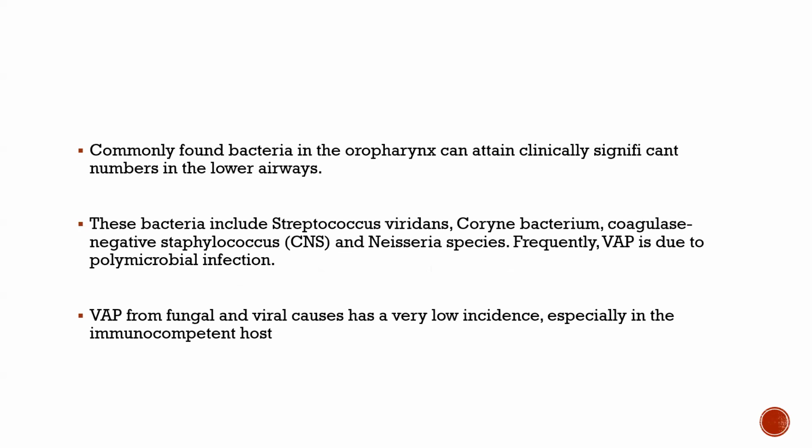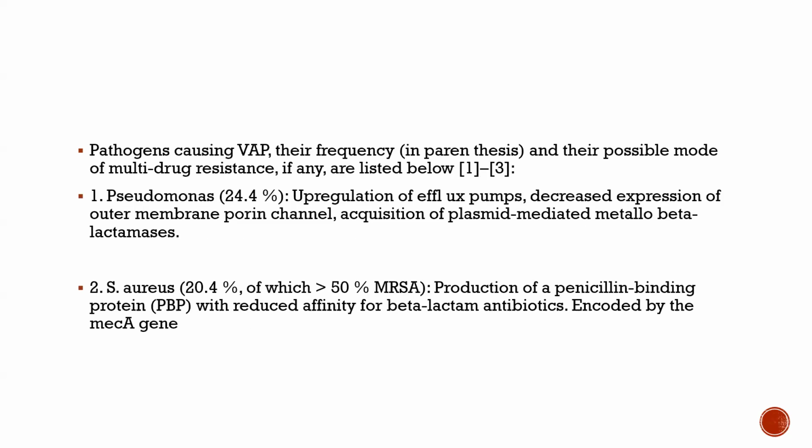Commonly found bacteria in the oropharynx can attain clinically significant numbers in the lower areas. These bacteria include Streptococcus viridans, Corynebacterium, coagulase-negative Staphylococcus, and Neisseria species. Frequently, VAP is due to polymicrobial infection. VAP from fungal and viral causes has very low incidence, especially in immunocompetent hosts. Pathogens causing VAP, their frequency, and their possible mode of MDR, if any, are listed below.